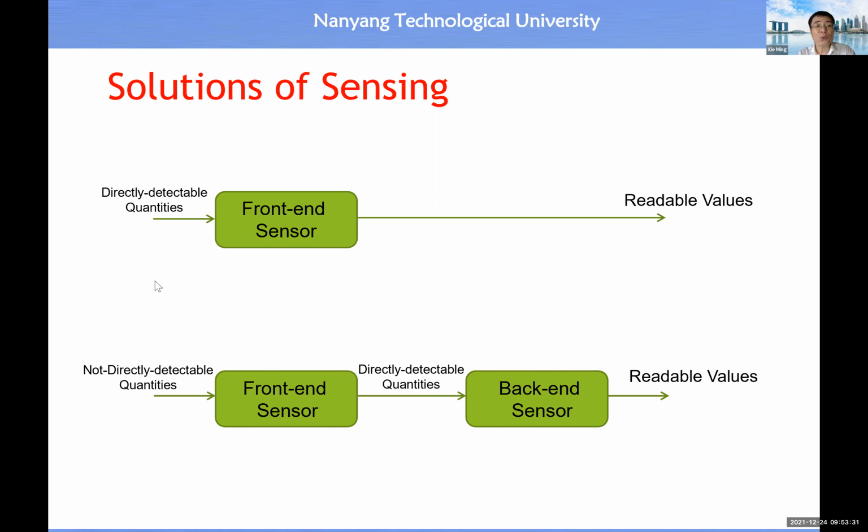Therefore, we have these two schemes which will guide the design. Okay, for those values which are directly detectable, then we only need a front end sensing element, good enough already. In case we have a value from the physical quantity that is not directly detectable, then we must have a two-stage sensing approach. Okay, first, convert the value into a detectable value, then from a detectable value into a computer readable value.